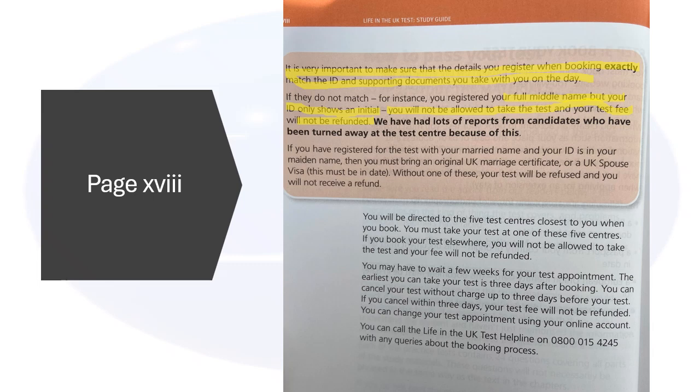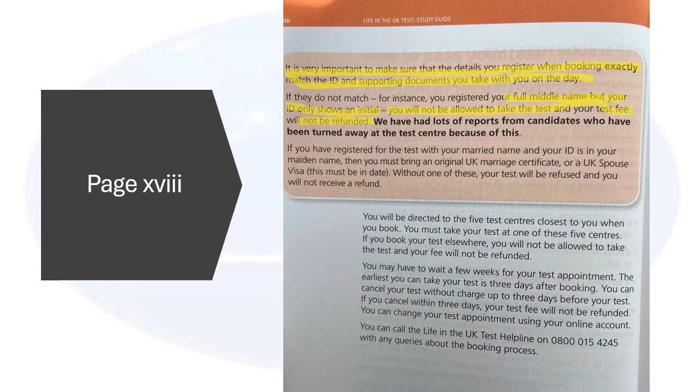For example, your name is, let's say, John Smith, but on your ID it says J Smith. Now if you book your test with John Smith, and your ID says J Smith, you will be rejected. It wouldn't be acceptable.